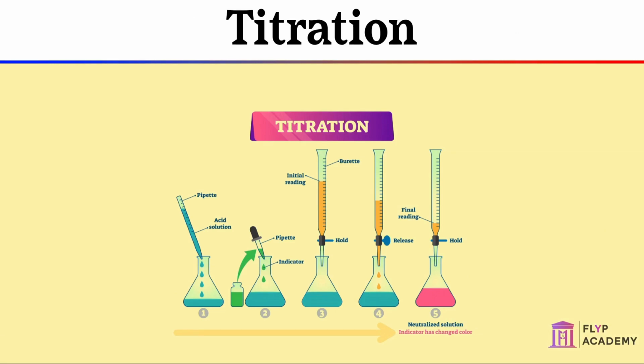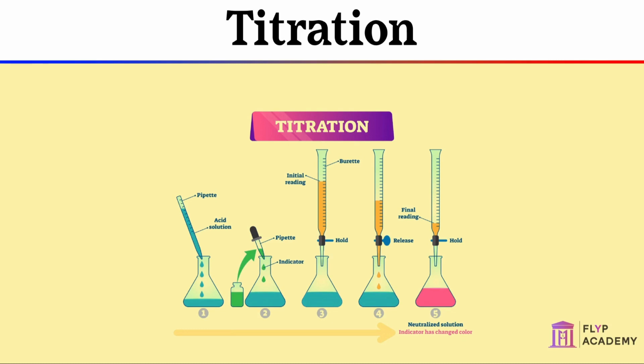If we need to determine the concentration of an unknown acid, we need to measure a certain volume of it, and we need to have an alkali with a known concentration. This is put into the burette. A certain volume of alkali is needed to complete the neutralization reaction.